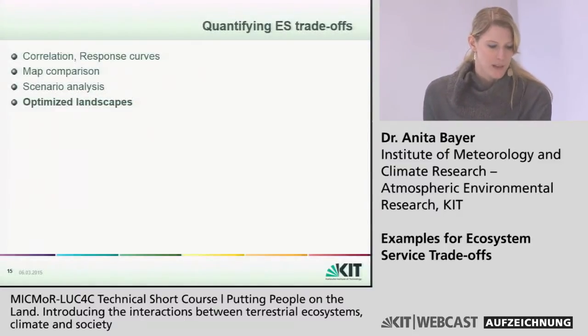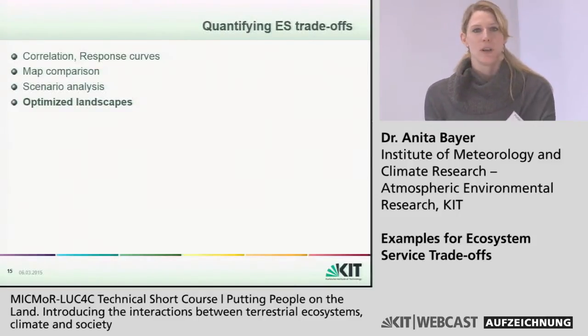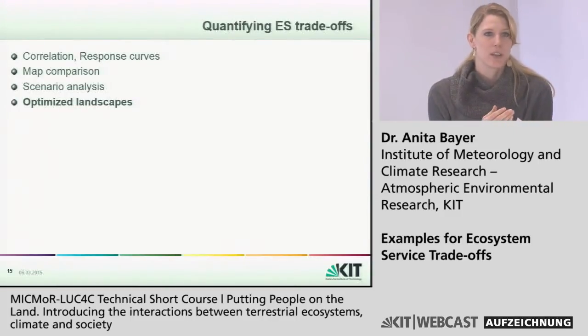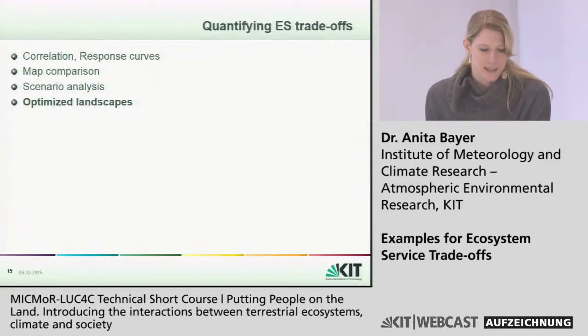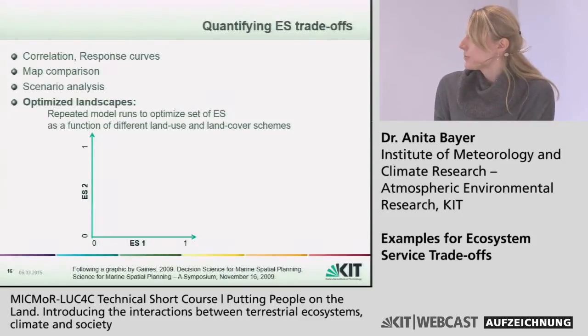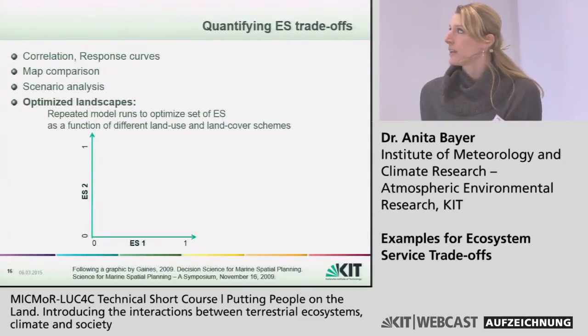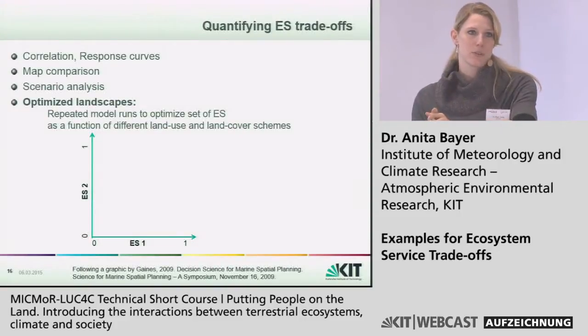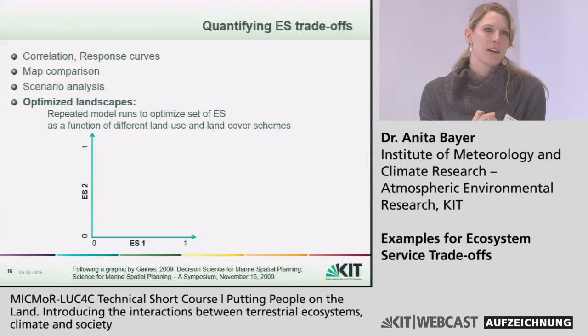So another method for quantifying trade-offs is by optimized landscapes. If you want to go beyond just analyzing a handful of scenarios, which can be extreme scenarios, hypothetical scenarios, or actually land use management possibilities, then you can go to optimized landscapes. And I have a plot that should make this concept a bit clear. So what you actually do is repeated runs of a model to optimize your ecosystem service provision. And you might actually consider all land use scenarios that are possible to do that.